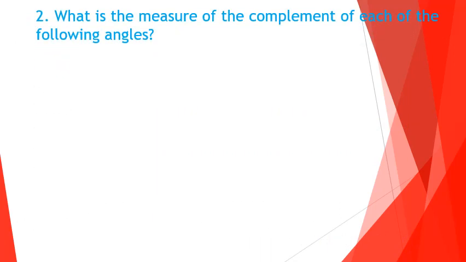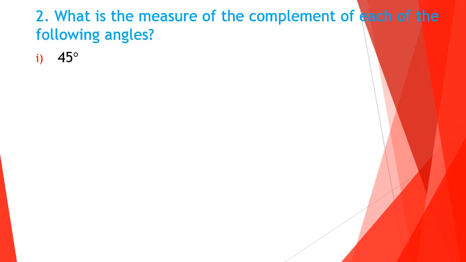Our next question, question number 2. What is the measure of the complement of each of the following angles? First one, 45 degree. We have to find the complement of 45 degree. How to find the answer of this one? Yes, you know that if the sum of measures of two angles is 90 degree, then they are called complementary angles.